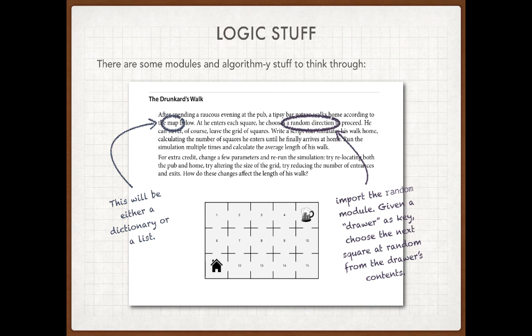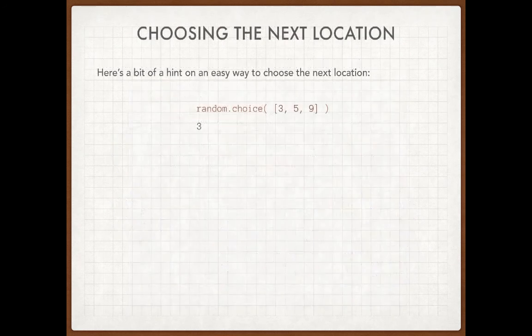So I'm going to give it the key. The key is its current location. And then random should look inside that drawer of the filing cabinet and choose one of the options that it finds inside. Fortunately, as you may have guessed, random has a way to do that. So random has a function called choice. And what I send to choice is a list.